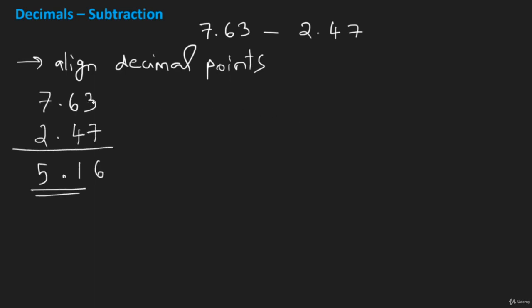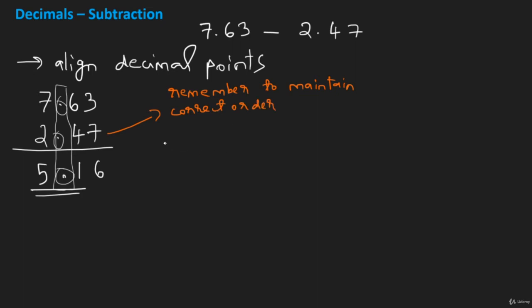So 13 minus 7 is 6. You gave 1 to 3, so you are just left with 5 over here. 5 minus 4 is 1. 7 minus 2 is 5. Remember to keep the decimal point just below where you have aligned it. So the decimal point over here is aligned, as you can see. And also do remember, in the case of subtraction, to maintain the correct order, because remember 7.63 minus 2.47 is not equal to 2.47 minus 7.63.